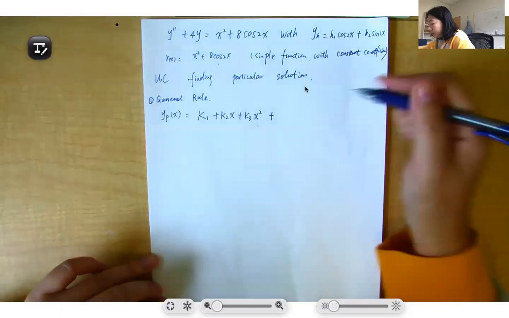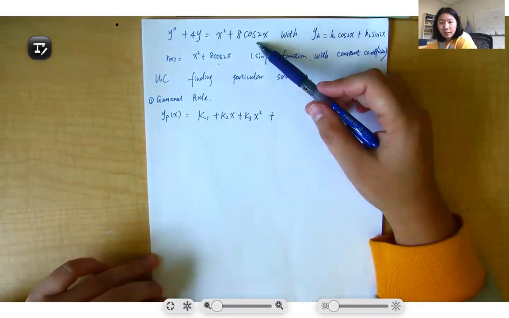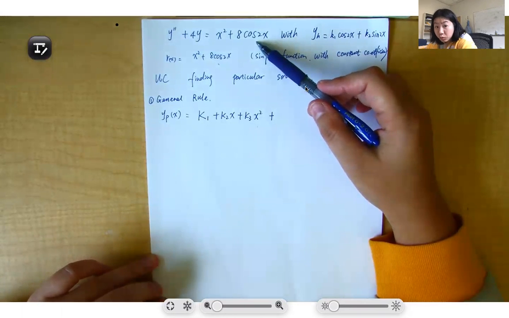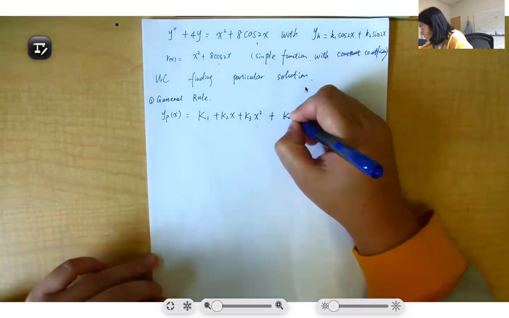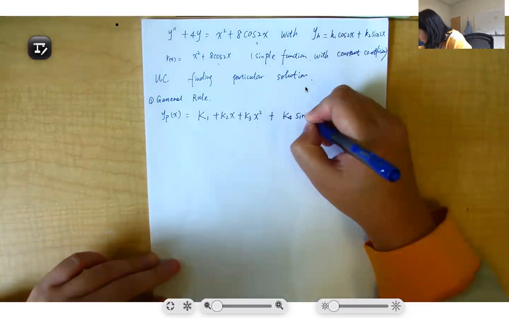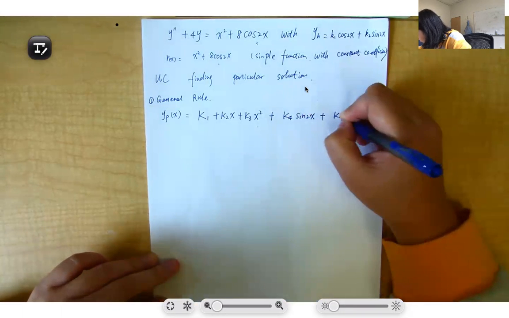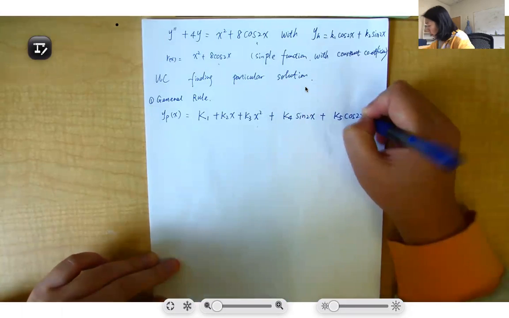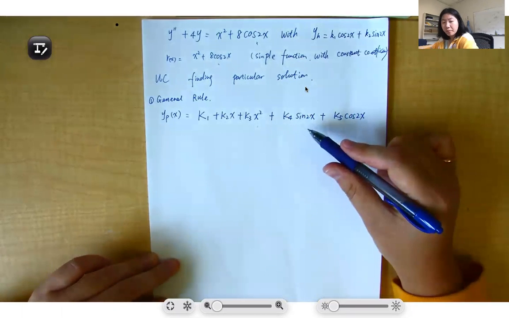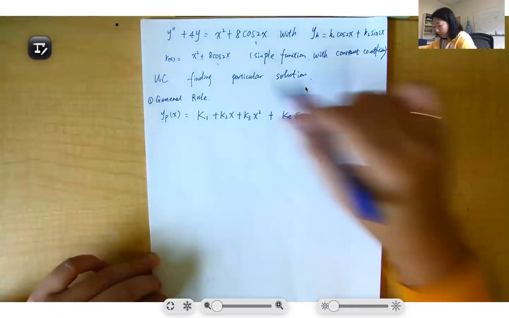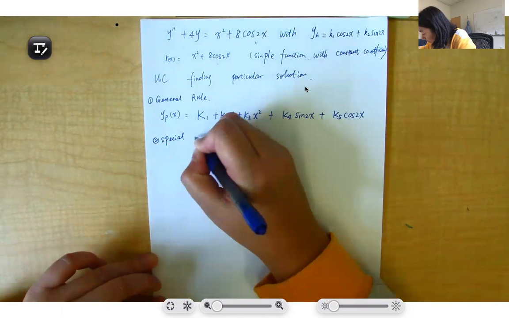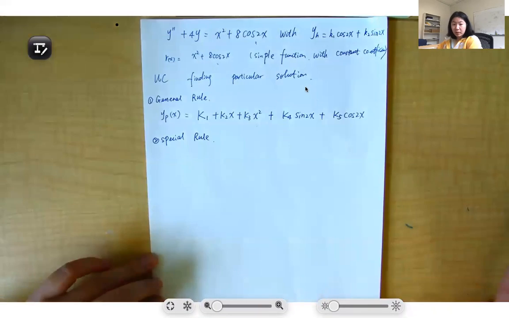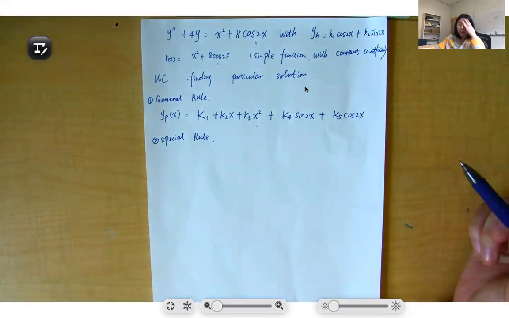For the cosine 2x part, itself will be cosine 2x. The derivative will be sine 2x. So it will be k4 sine 2x plus k5 cosine 2x, itself and its derivative. This is using the general rule. We also have a special rule. Let's see whether it's applied or not.